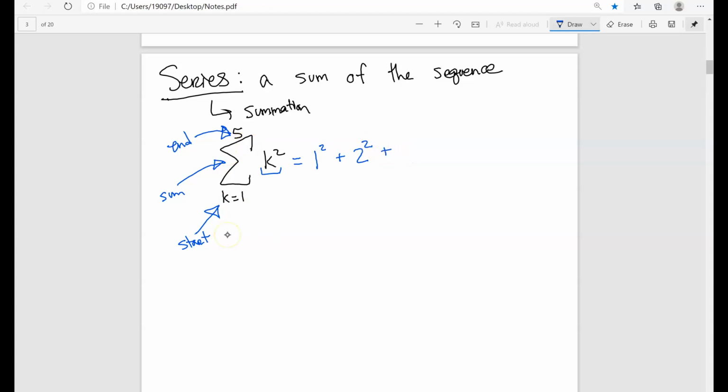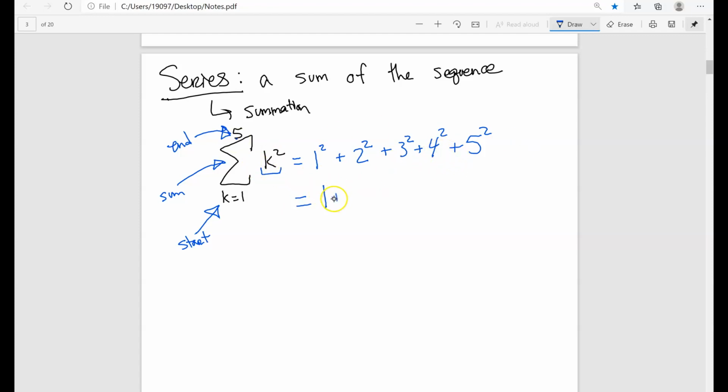What's the next number? 3. So it's going to be 3 squared. Am I at 5 yet? Not yet. Continue, 4 squared. And I keep going until I finally reach the last term, which is 5. And then I stop. Then all I have to do is add up all these numbers, and that will give me the summation.